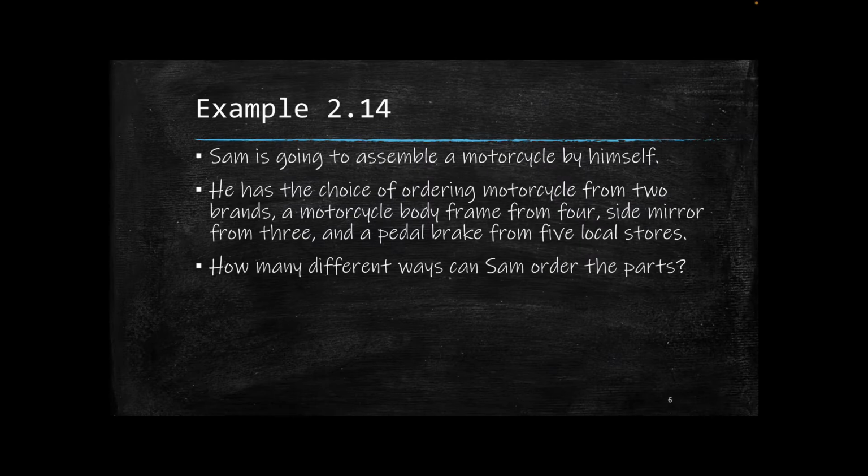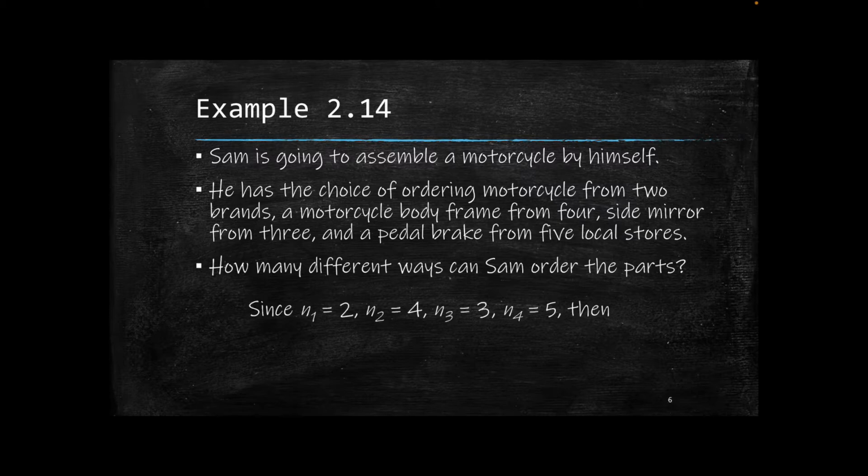Let's take a look at example 2.14. Sam is going to assemble a motorcycle by himself. He has the choice of ordering a motorcycle from 2 brands, a motorcycle body frame from 4, a side mirror from 3, and a pedal brake from 5 local stores. How many different ways can Sam order the parts?